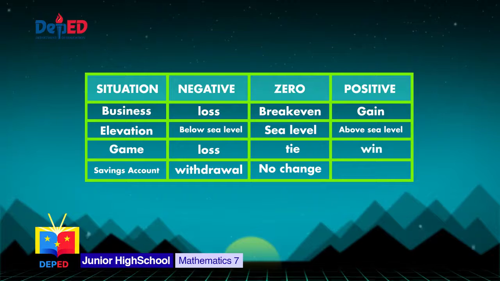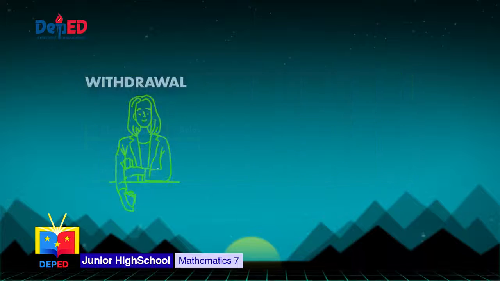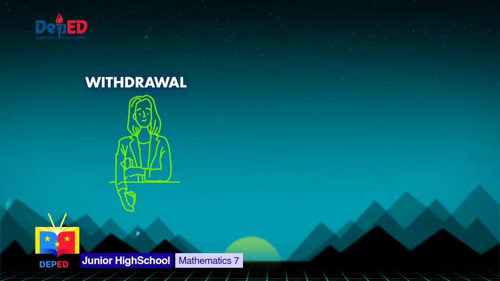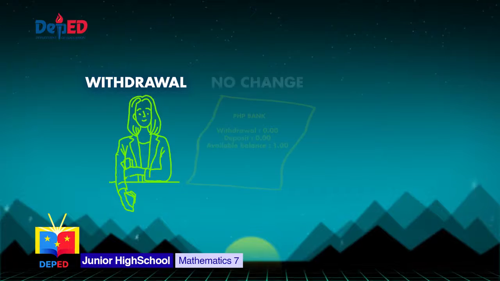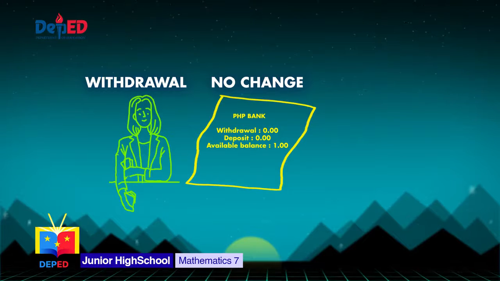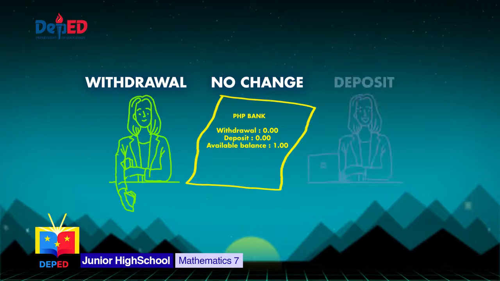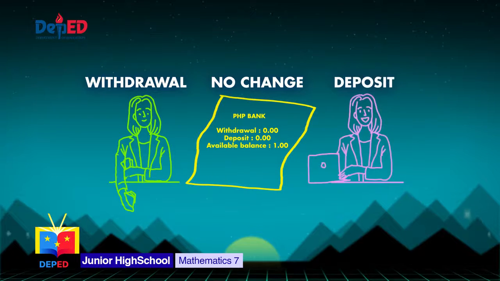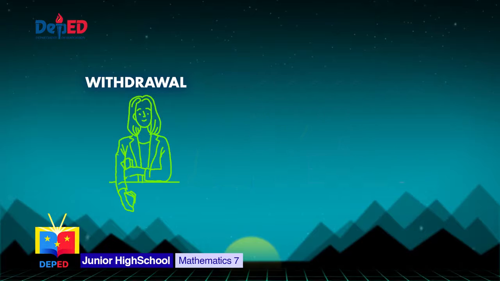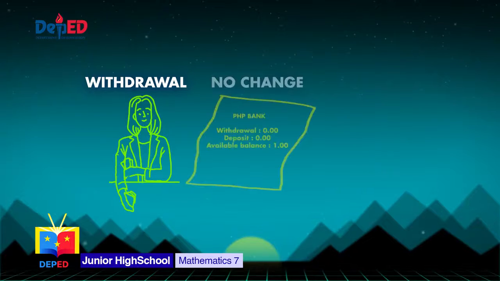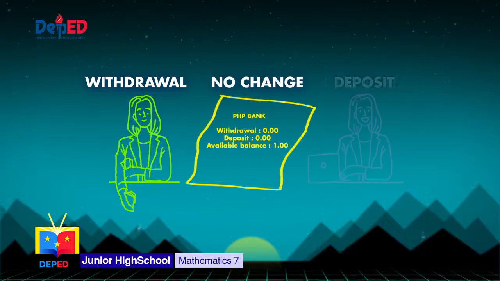And for the last situation, that is a savings account. A negative in our savings account either means we have a debt or we had a withdrawal of money. 0 means no change was done in the account. Positive is deposit, since we added money to our savings. Again, for savings account, we have withdrawal, no change, and deposit.